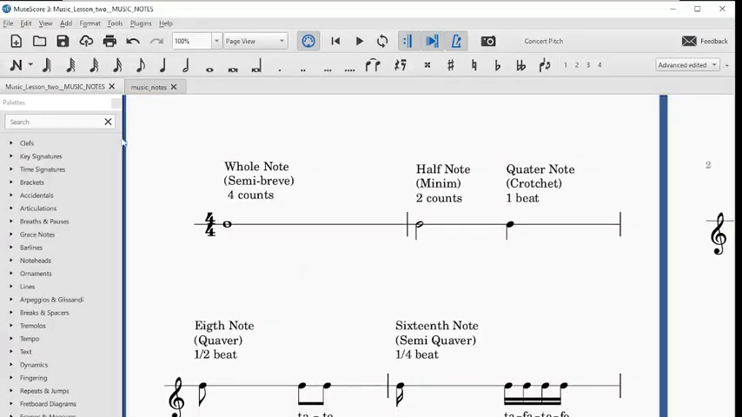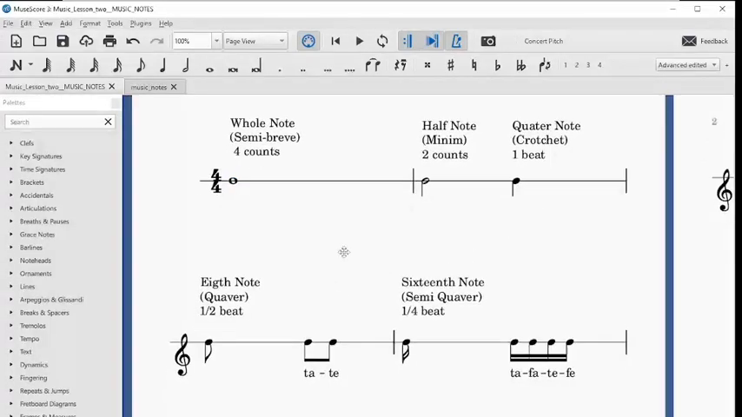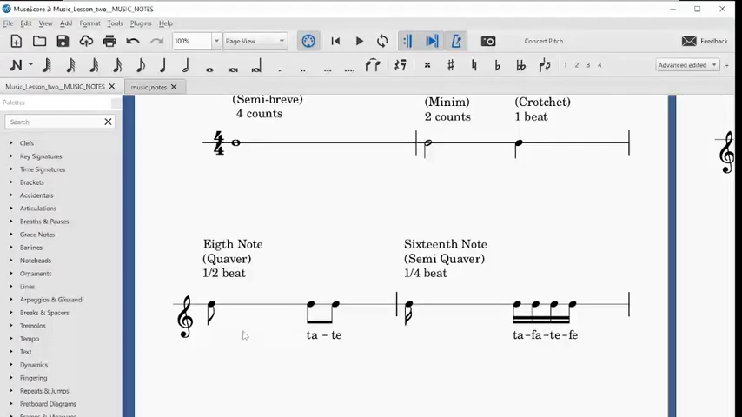Here you can see this is a whole note on a line. Whole note, also known as semibreve, has 4 counts. This is half note. It has 2 counts. This is quarter note with just 1 beat. So I've drawn only one line to show you how they would appear on a line.